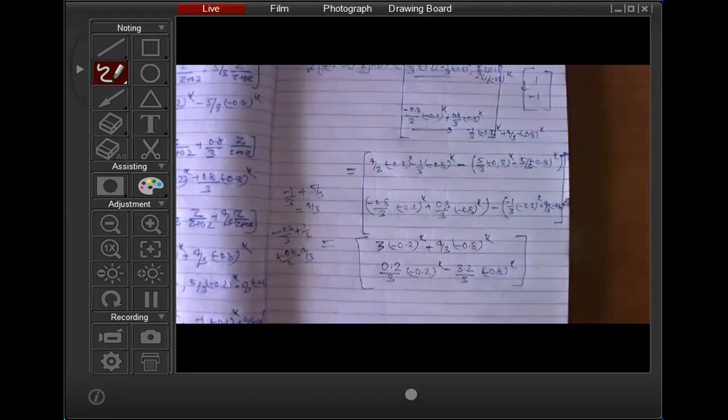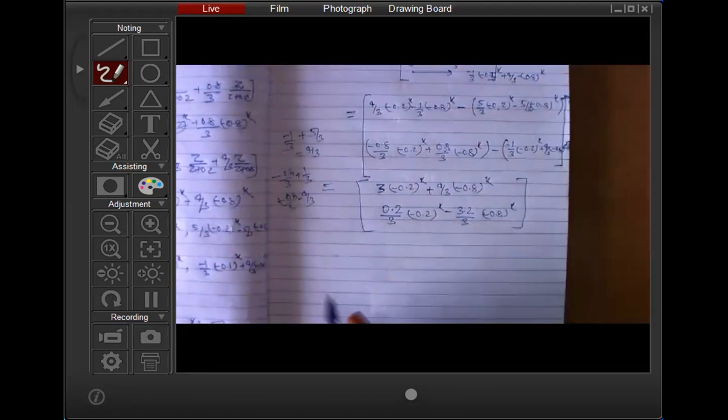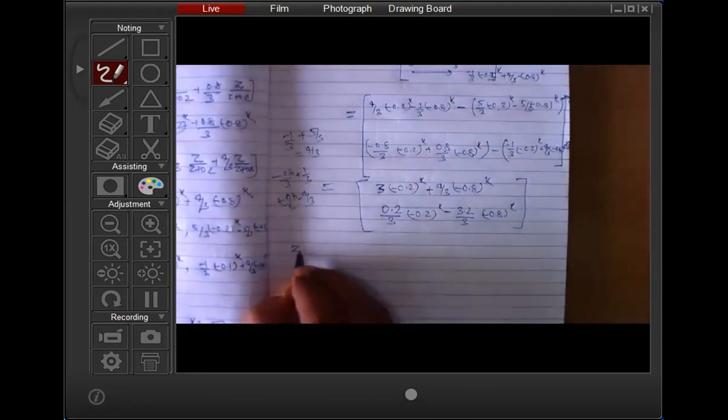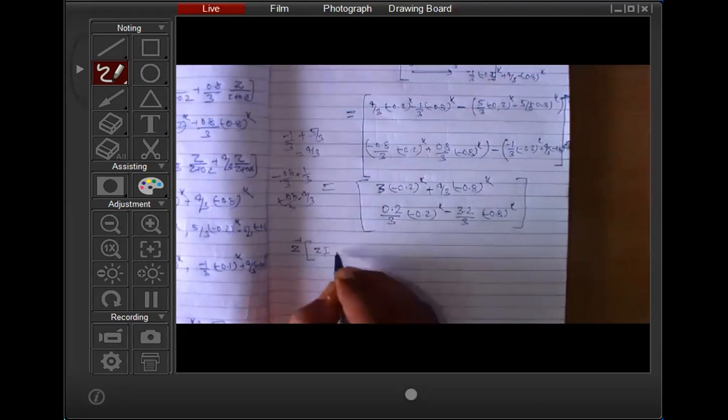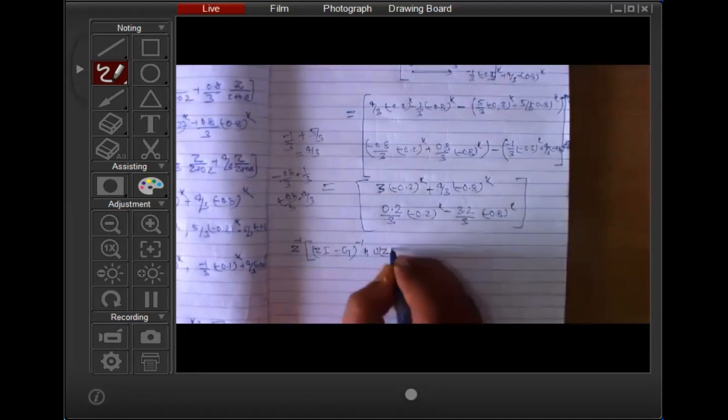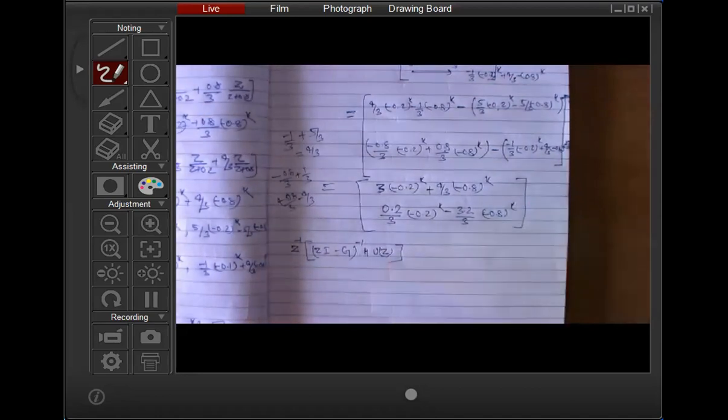Now we have to find the second part. The second part is equal to the inverse Z transform of (zI minus G) inverse into H into U(z). Yes or no? Hello. Yes, sir.